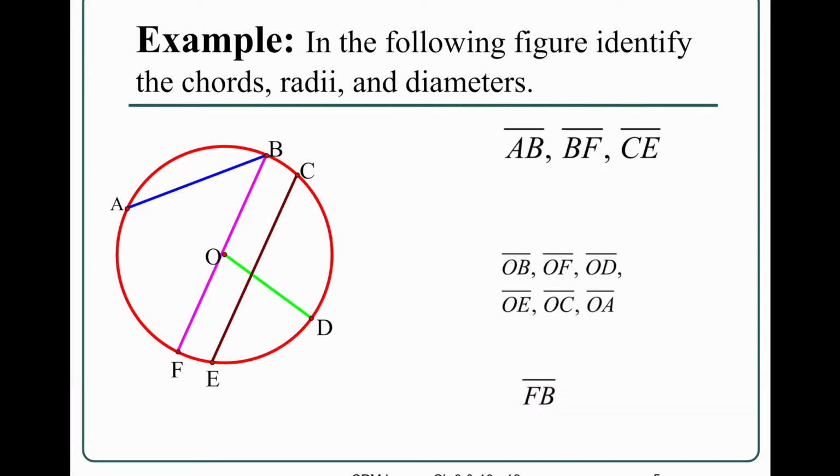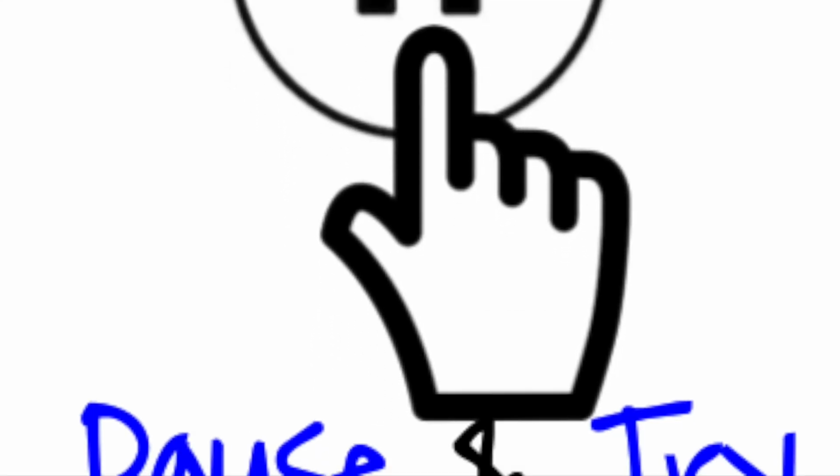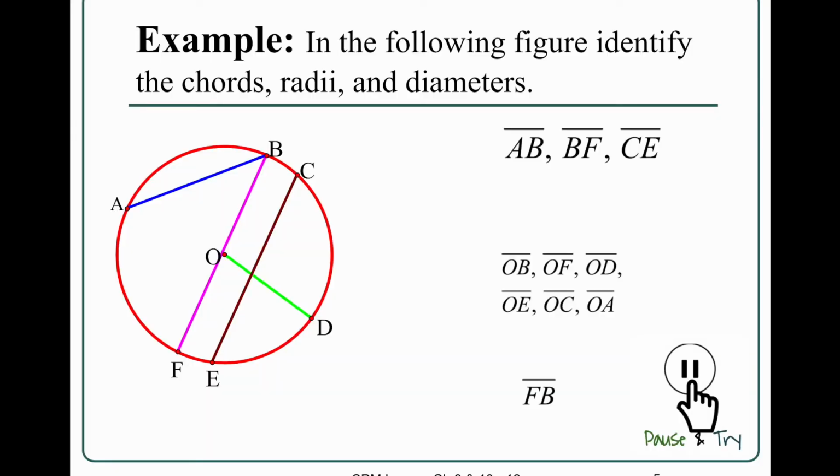Here's an example. In the following figures, identify the chords, radii, and the diameters. Which ones are the chords? By the way, radii is the plural form for the word radius. And finally, the diameters. We want you to identify them from the figures on the left. Segment AB, segment BF, segment CE, what do you think it is? Chord, radii, or diameters?